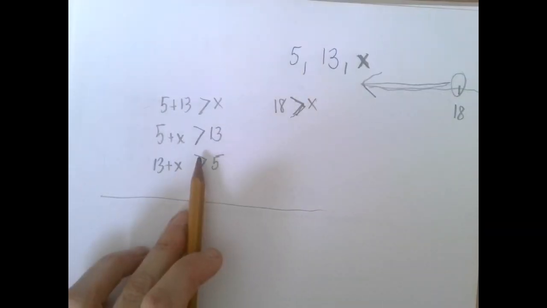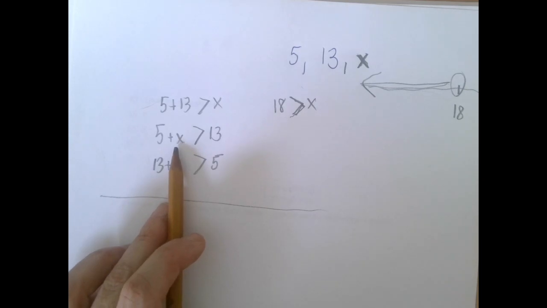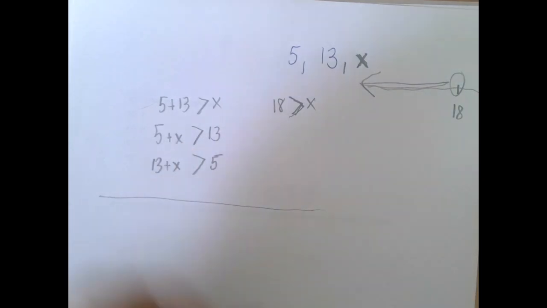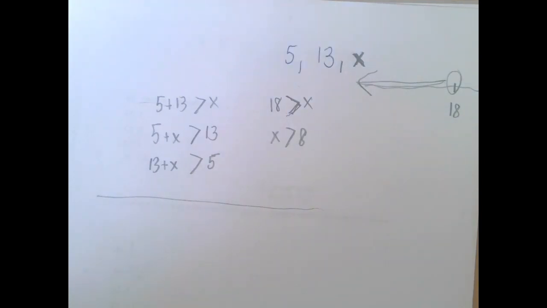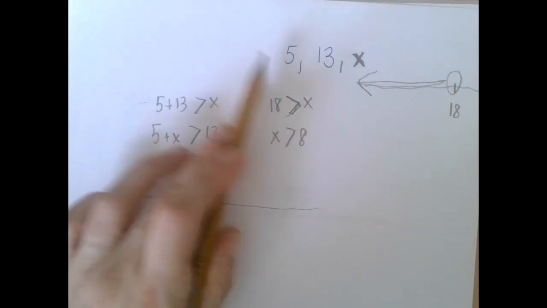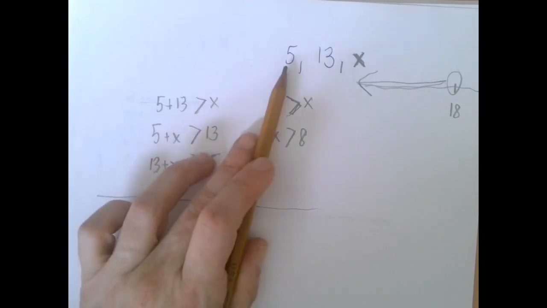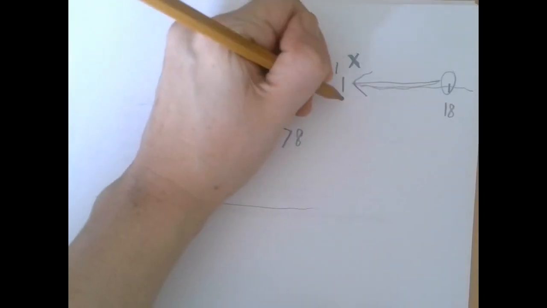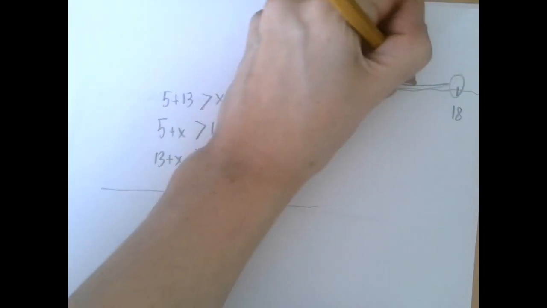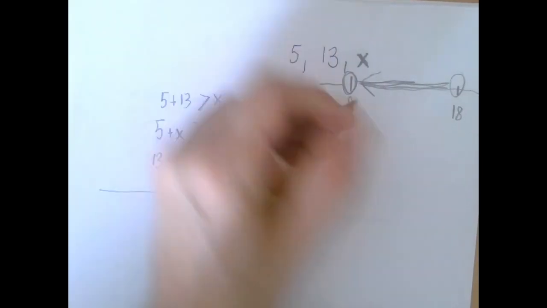This has to be true too. If we solve for x, if we subtract 5 from both sides, that will say x is greater than 8. Indeed, if x is less than 8, say 7, then that number plus 5 is not good enough to be greater than 13. So now we know that the number we're looking for has to be between 8 and 18.